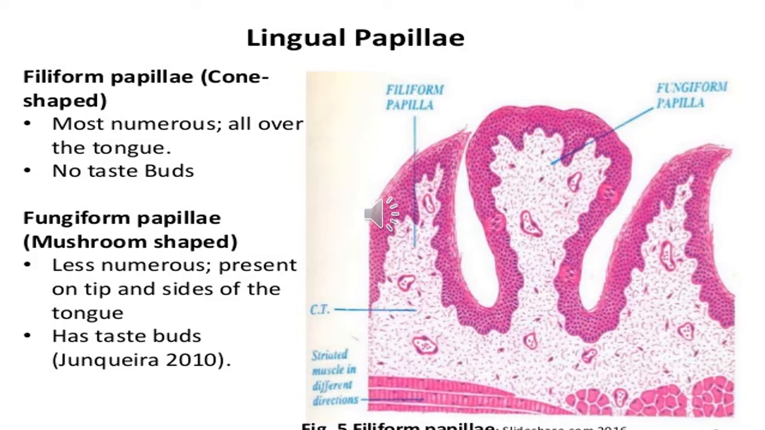Now coming over to the next one, it is the fungiform, which is also present in this diagram in the center between the two filiform. You can see that it has a mushroom shape. They are less numerous, and what is the site of their presence? They are present on the tip and the side of the tongue, and they have taste buds in them also. The fungiform papilla are also covered by the stratified squamous non-keratinized epithelium, and each papilla bears a large number of taste buds on them.